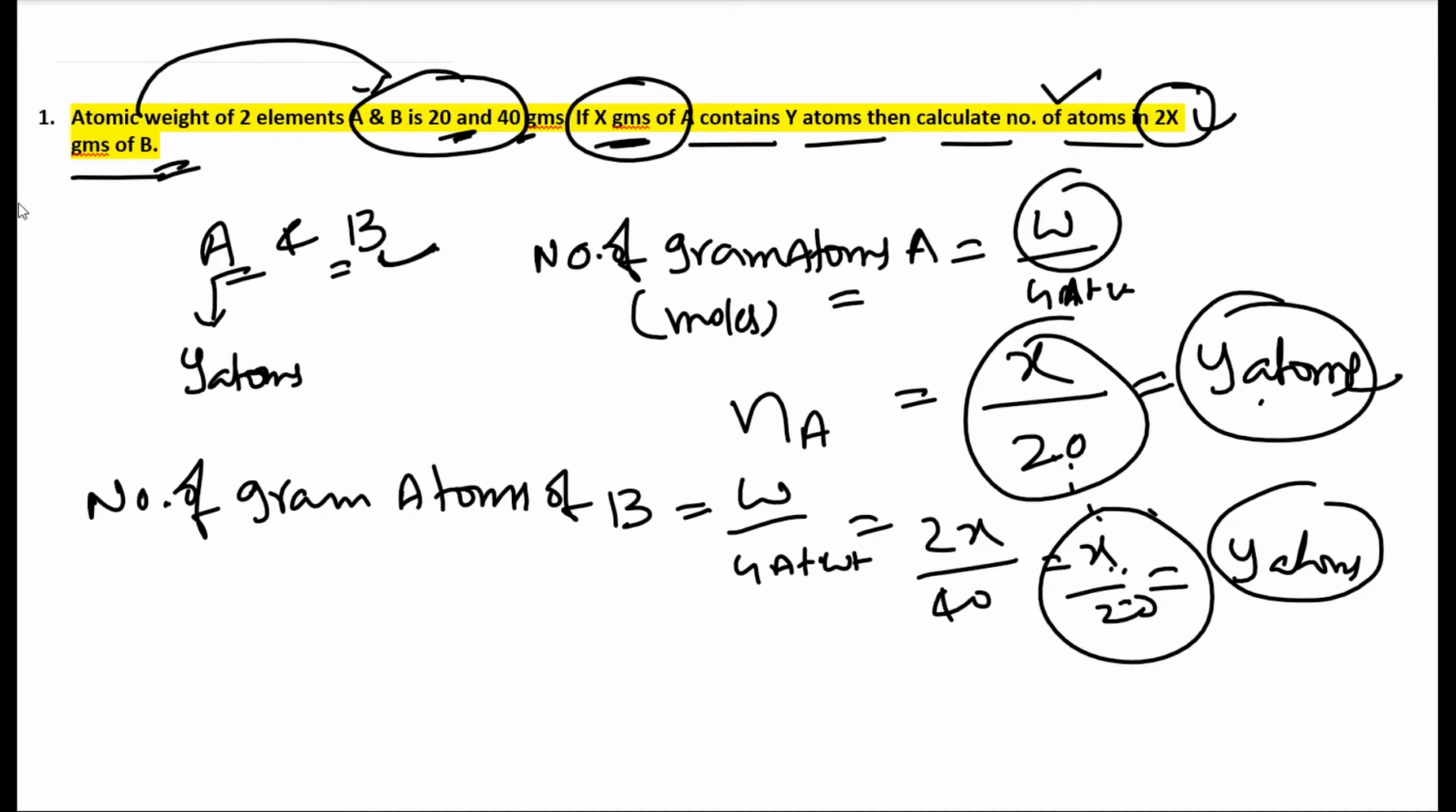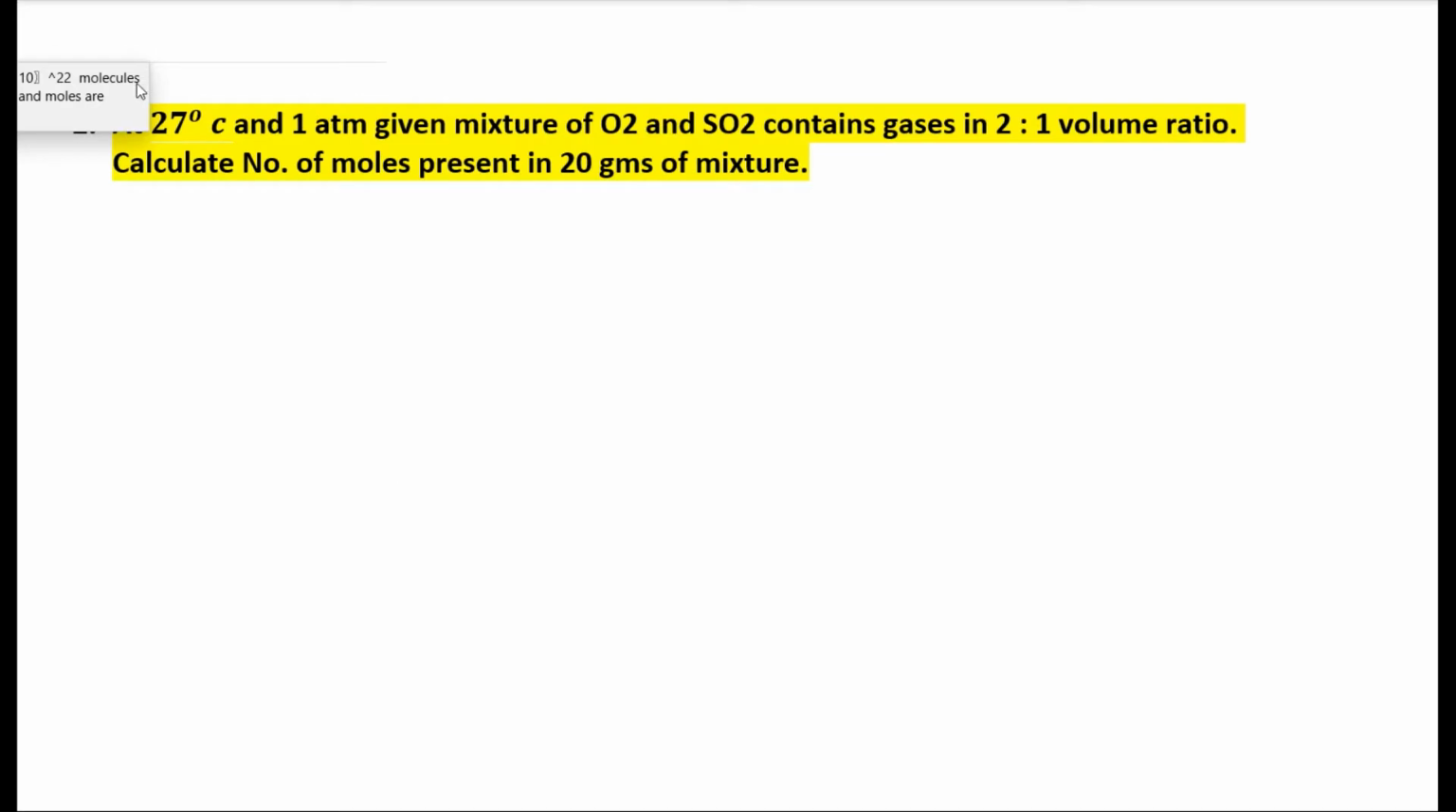Next, coming to the second problem. At 27 degrees Celsius and 1 atmospheric pressure, given a mixture of O2 and SO2. Please closely observe, the most important thing here is 27 degrees and 1 atmosphere. That means this is at constant pressure and temperature. Please closely observe that.